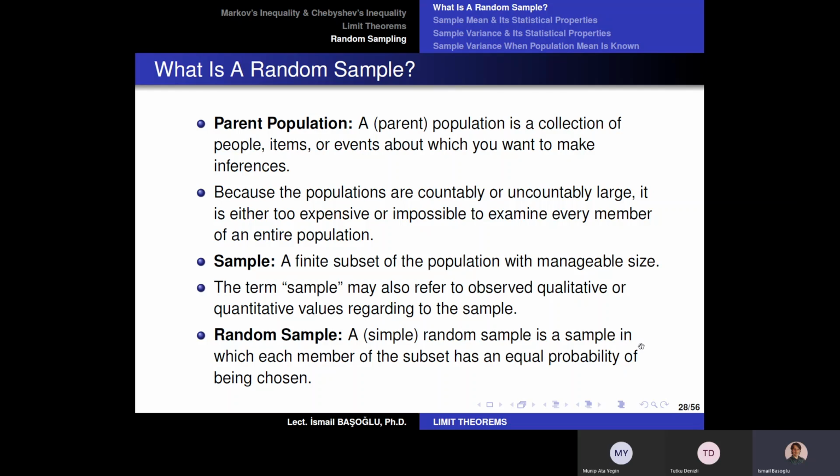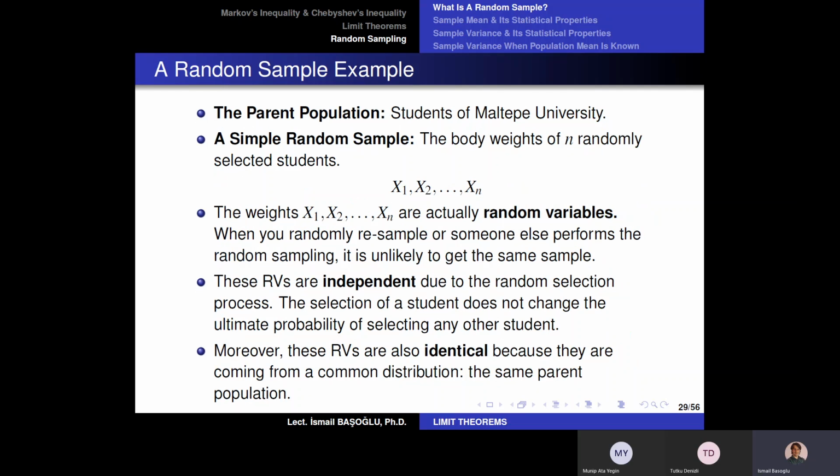It is a sample in which each member of the subset has an equal probability of being chosen. So this is called a random sample, which means everybody is likely to be selected. Nobody has a higher probability to be selected than the other one. So this is called a random sample.